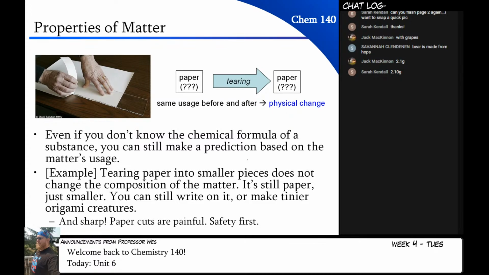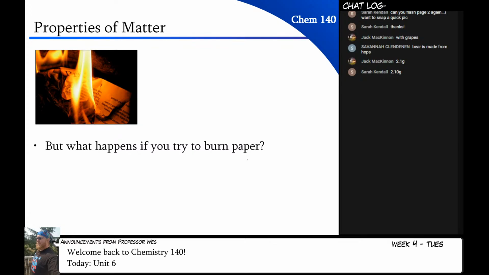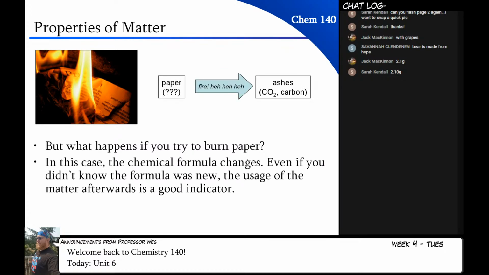Alright. Now let's suppose we set the paper on fire. Is this something that we would call physics? If we consider before and after, from a formula perspective, we might not know what paper is. It's actually cellulose, so I'm going to write this. But after I burn it, I get CO2, I get ash, I actually get water vapor, etc. So, from the chemical formula perspective, this is obviously a chemical change. The formula has changed before and after.